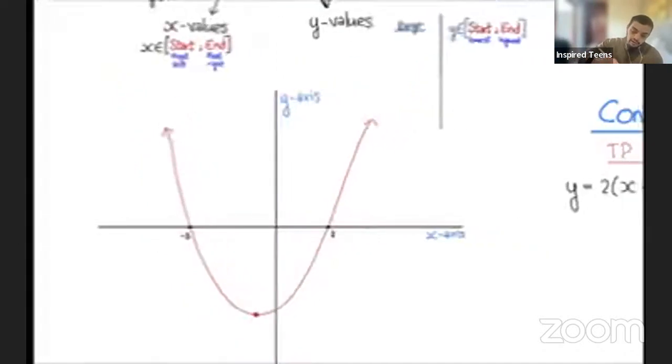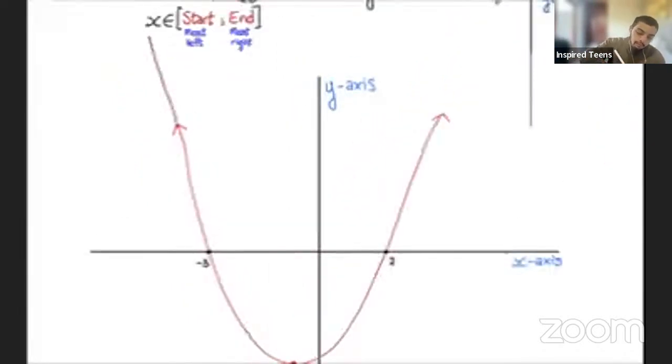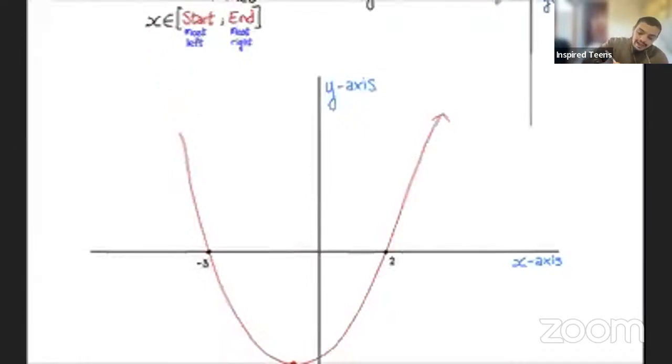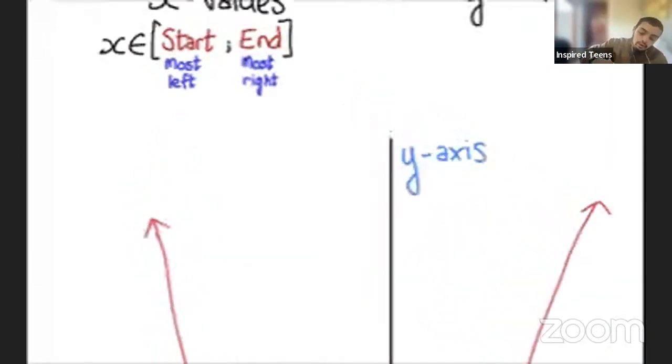So if we follow this graph, clearly this graph is going up and left forever. It's just continuing diagonally. I don't know which way it would be for you, but it's continuing diagonally that way. So its most left value goes on forever. It goes on till negative infinity. So that's how we start this off.